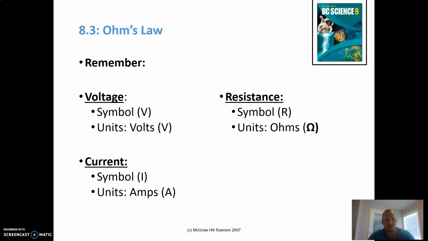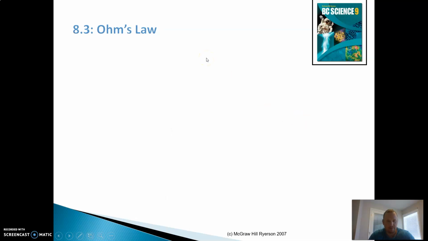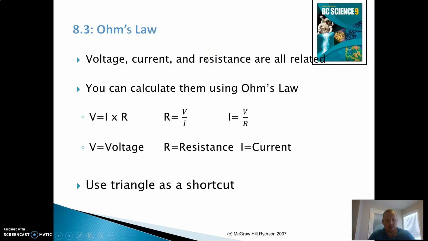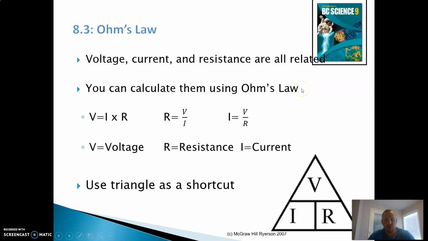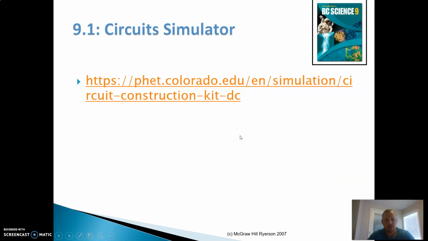And remember the basics of Ohm's law. The symbol for volts is V, the symbol for current is I, and the symbol for resistance is R. And those are all related, and you could figure out voltage, current, or resistance if you know the other two by using either one of these formulas or the Ohm's law triangle. And we're going to be using this circuit construction kit, the circuit simulator from PhET, again this week.